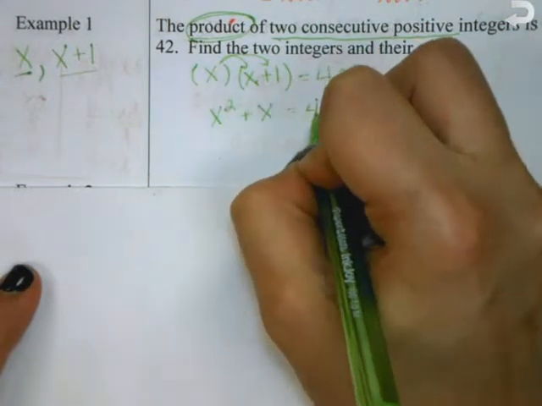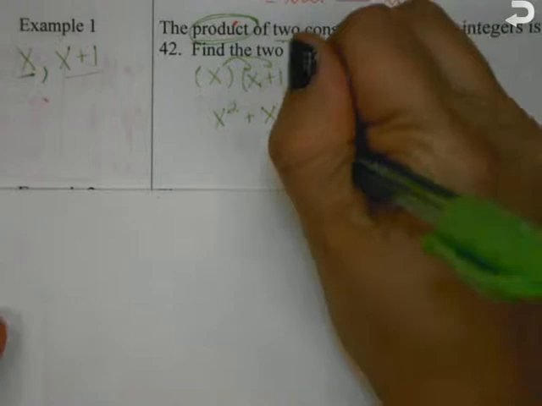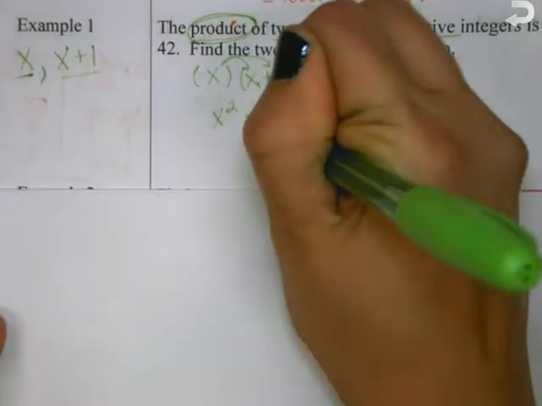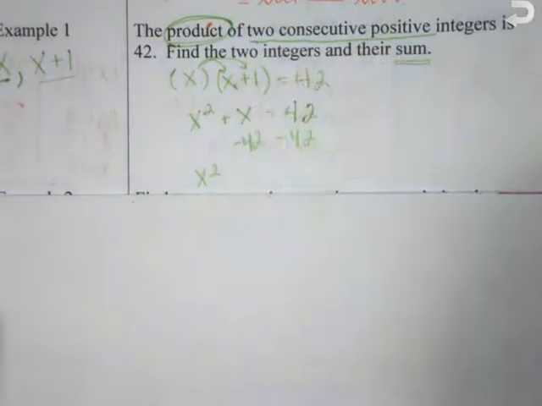Any ideas of what else I could do? Does this look similar to something we've done? It kind of looks like diamond method, huh? But what do I need to do in order to be able to use diamond method? Yeah, set it equal to 0. So let's subtract 42 from both sides. So that's going to give me x squared plus 1x minus 42 equals 0.